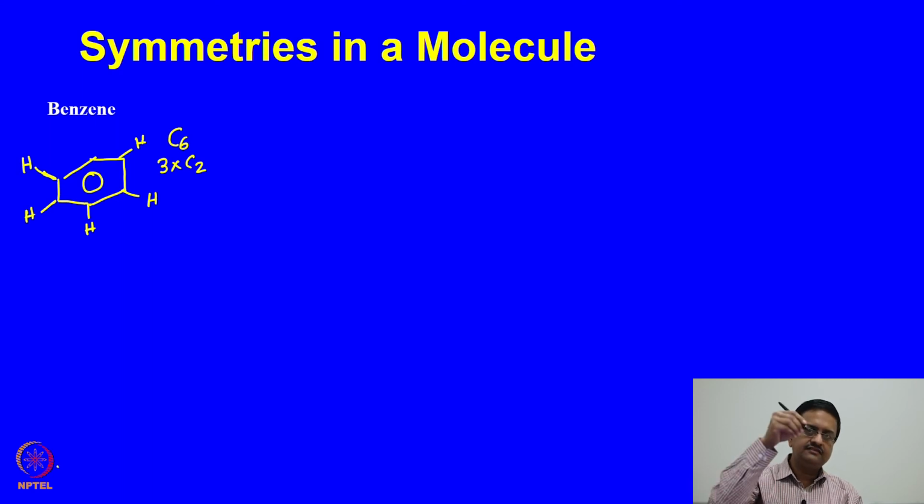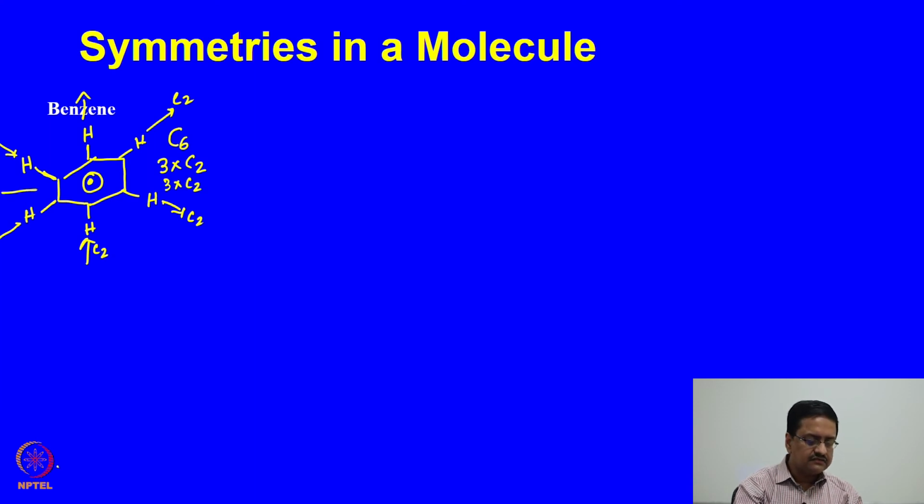because C6 is passing through the center of the ring and perpendicular to the plane of projection. C2s are going from one hydrogen to other hydrogen across the molecule. Those are C2s. There are other 3 C2s, that means 6 C2s, which are bisecting the molecule like that.